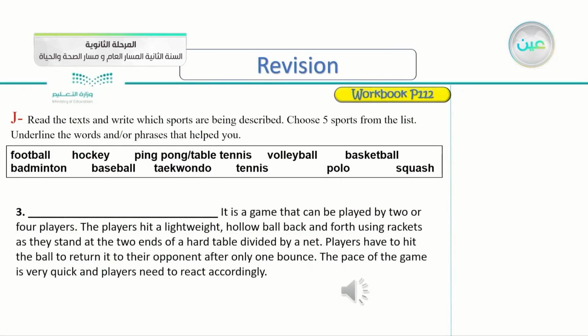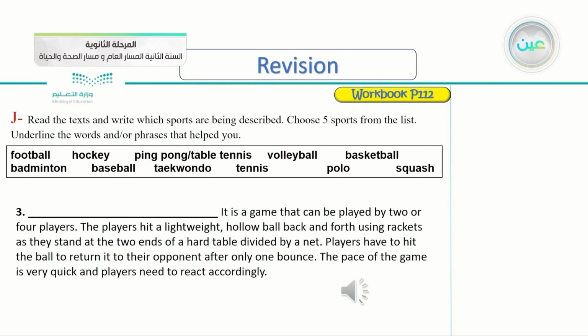3. It is a game that can be played by 2 or 4 players. The players hit a lightweight, hollow ball back and forth using rackets as they stand at the 2 ends of a hard table divided by a net. Players have to hit the ball to return it to their opponent after only 1 bounce. The pace of the game is very quick and players need to react accordingly.